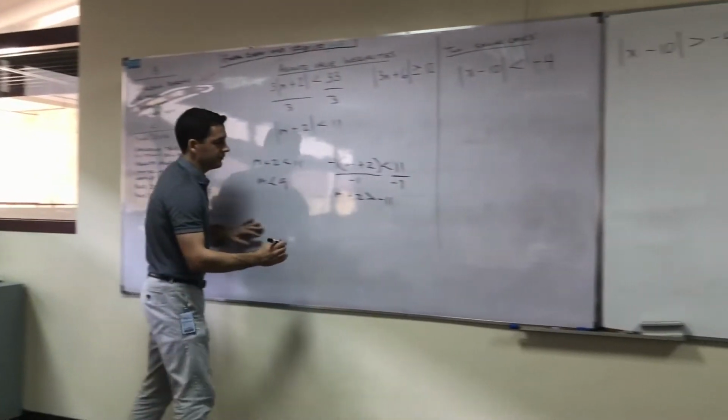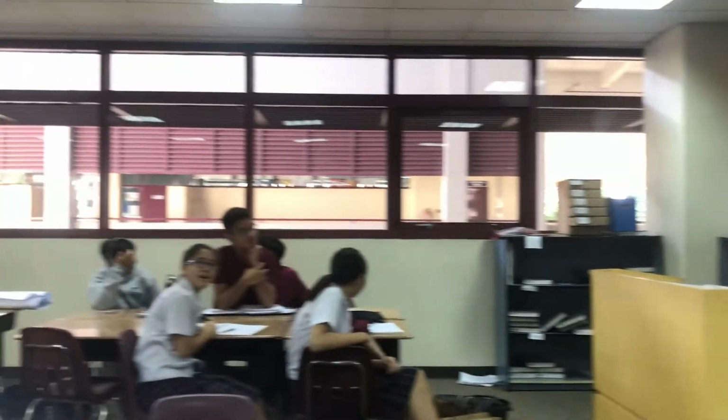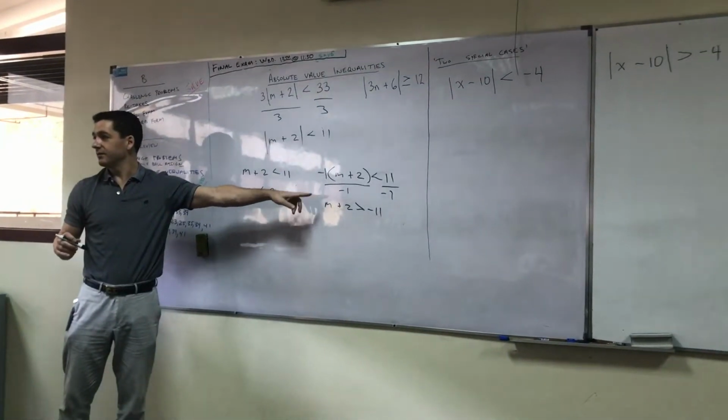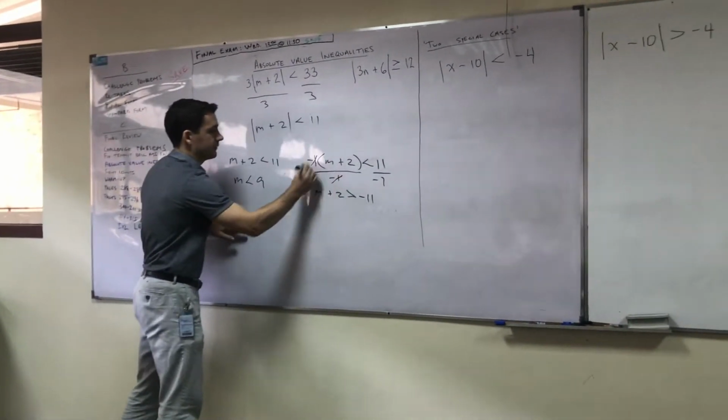Mr. Jolly, wouldn't it be negative m minus 2? No, I divided the negative 1 from here. So it cancels.